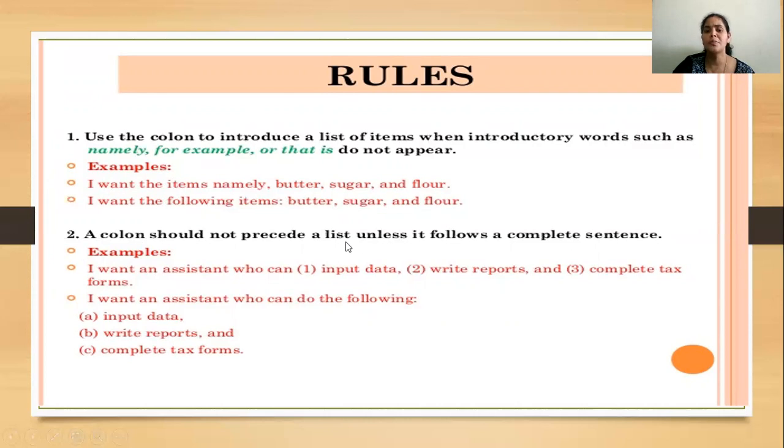A colon should not precede a list unless it follows a complete statement. Now, this is also a thing which you know. I want an assistant who can do the following. When you say the following, it is automatically a list. In such a case, we use a colon. But when we don't do it, I want an assistant who can. In such cases, we do not use a colon.